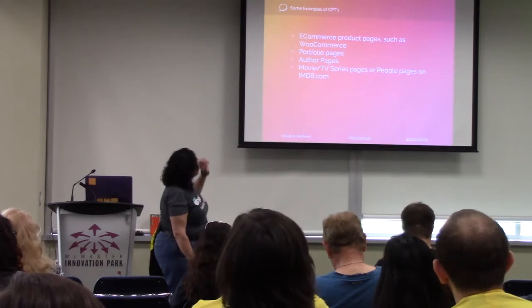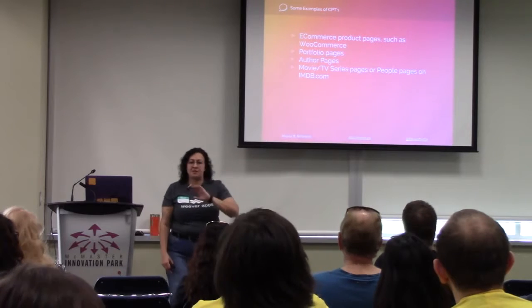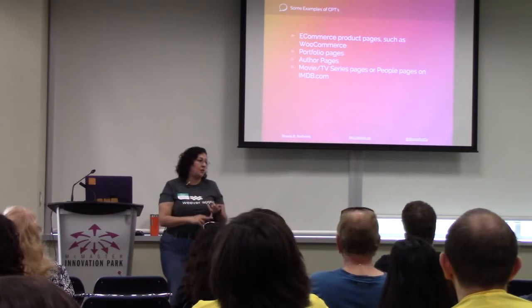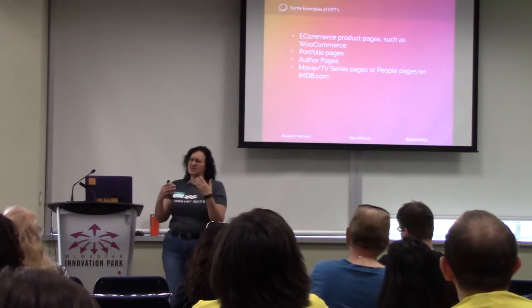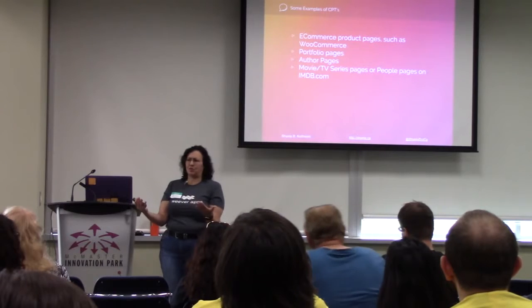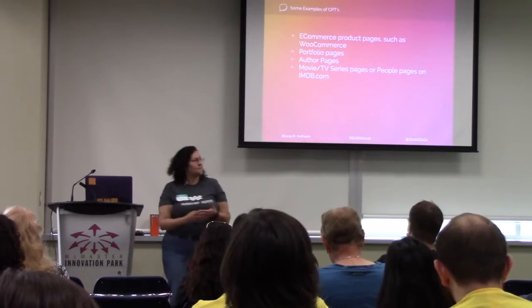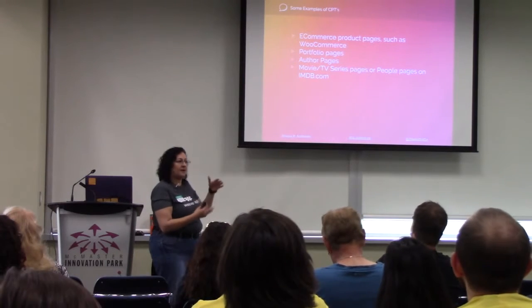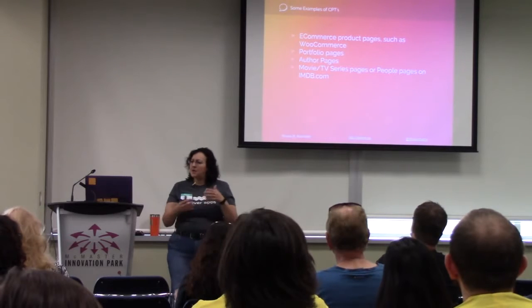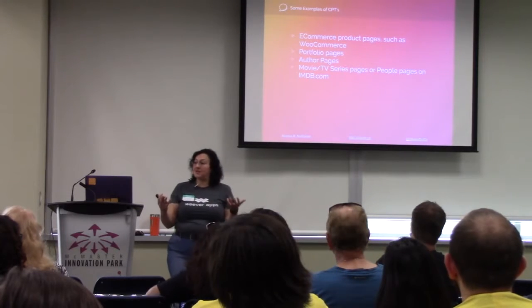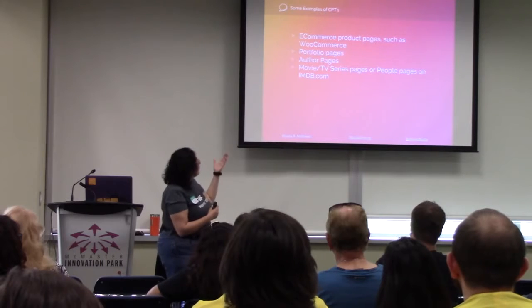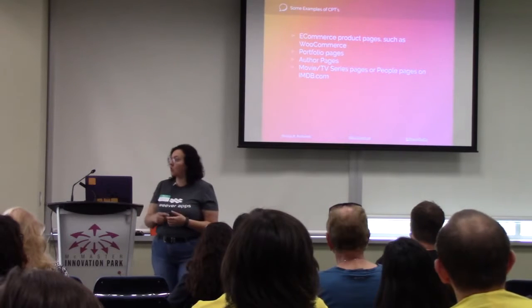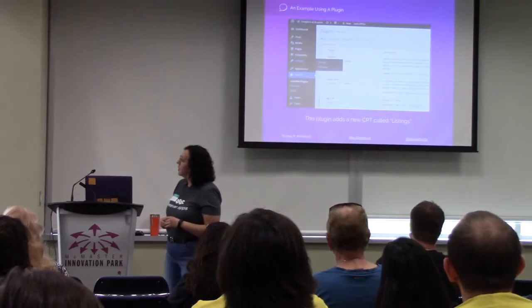Okay. Portfolio pages, right? You may have pieces of your work, whether it be artwork, whether it be photography. Those may have, you know, when the photo was taken. It may have a date attached to it that's slightly different than the standard date that you would have in WordPress posts. Author pages. You may have a bio about that person. It may have awards at the bottom of the page. So it also deals with what pieces of content are going to appear on that page. Movie and TV series pages or people pages on IMDb. And I'm going to show you and guide you through each one of those in just a moment.